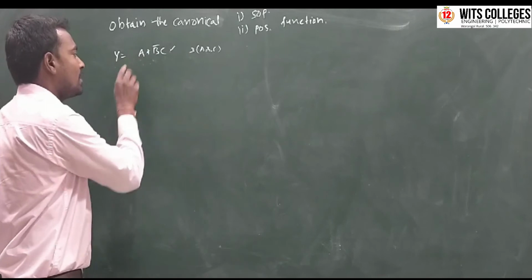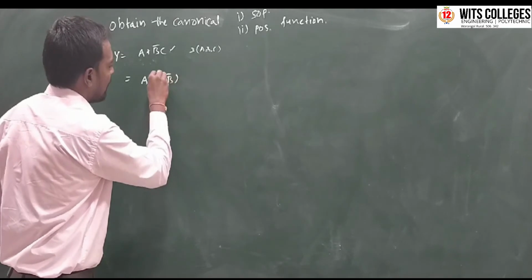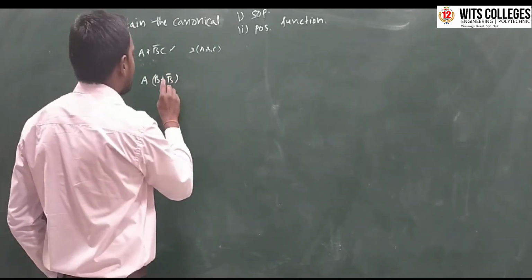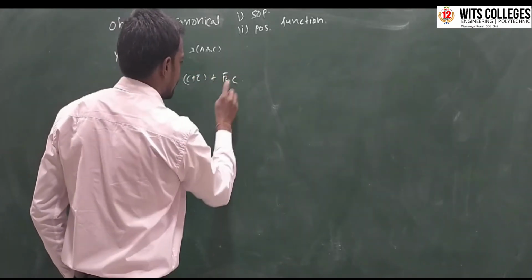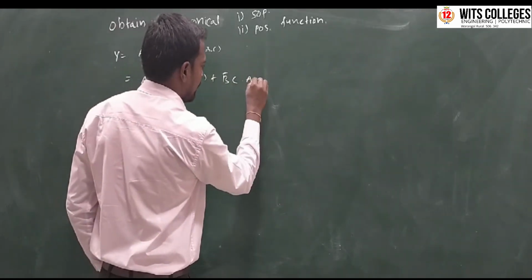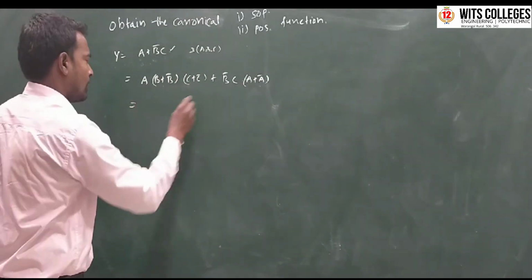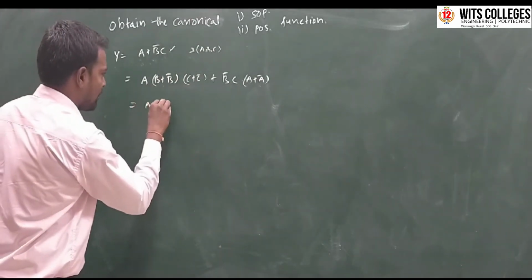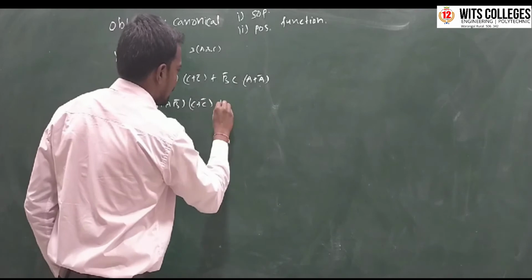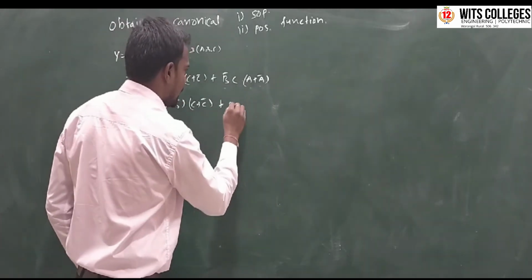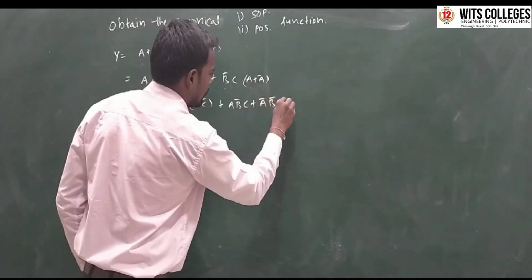So here the missing term in a is b plus b bar, and again the missing term is c, and we are multiplying with c plus c bar, plus b bar into c, and here the missing term is a plus a bar. Multiplying individually, we will get a into b into (c plus c bar) plus a into b bar into c, plus a bar into b bar into c.